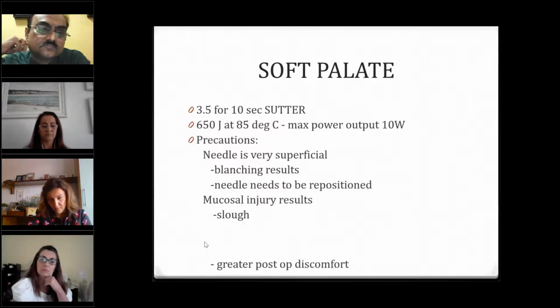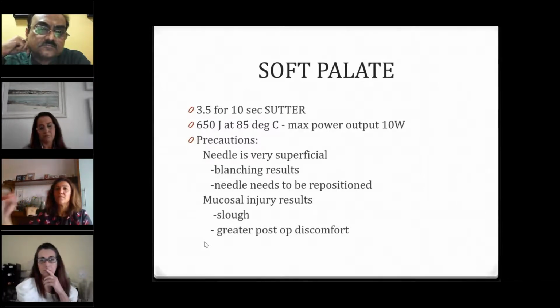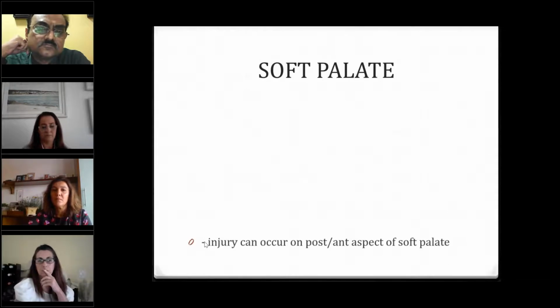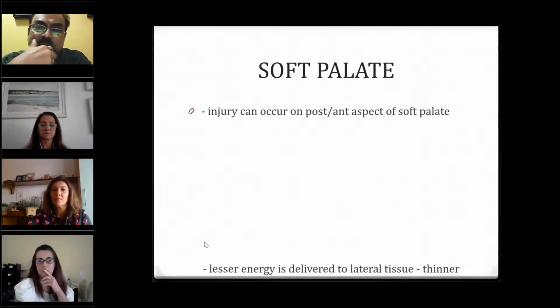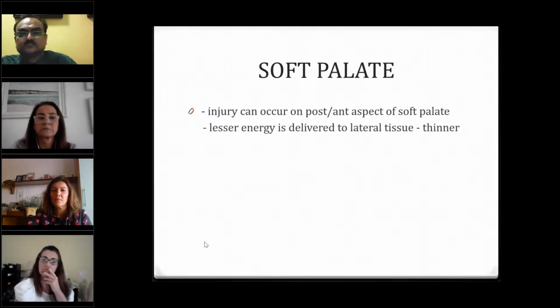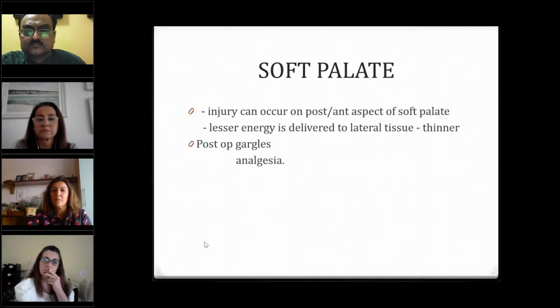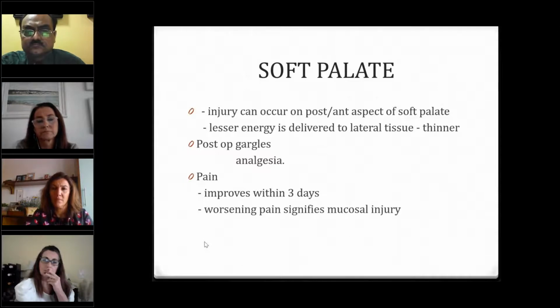Mucosal injury can result, which will show in the form of slough and greater post-operative discomfort in the form of pain and difficulty in speech. Injury can occur on the posterior or anterior aspect of the soft palate. Lesser energy is delivered to the lateral tissue as the lateral sides of the palate are thinner. Post-operative gargles are always prescribed. Analgesia is also prescribed post-operatively. Pain is one of the features; it improves within 3 days. Worsening pain signifies a lot of mucosal injury.